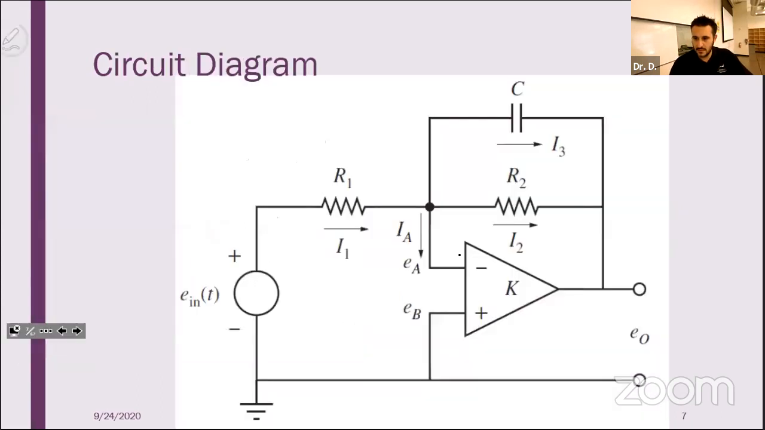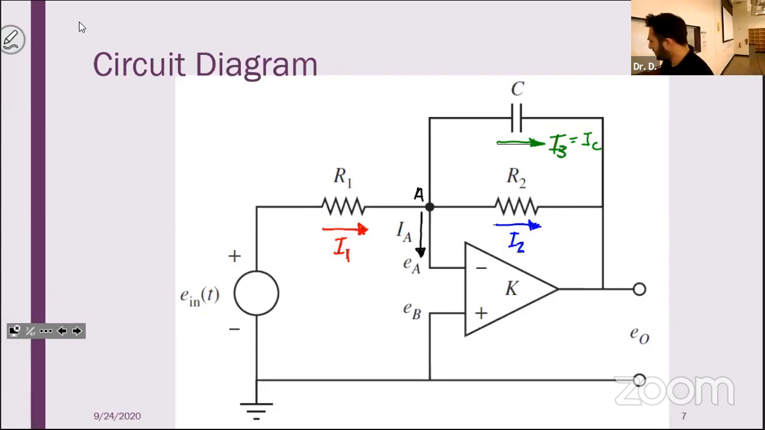Well, we've got our diagram first. So here's my circuit diagram. And what do I have going on here? Just so we can see it, I've got I1, I've got I3, which I can also call I sub C, I've got I2, which I'll leave as I2. And then I've got this guy here, I sub A. And we'll call this node A because why not?